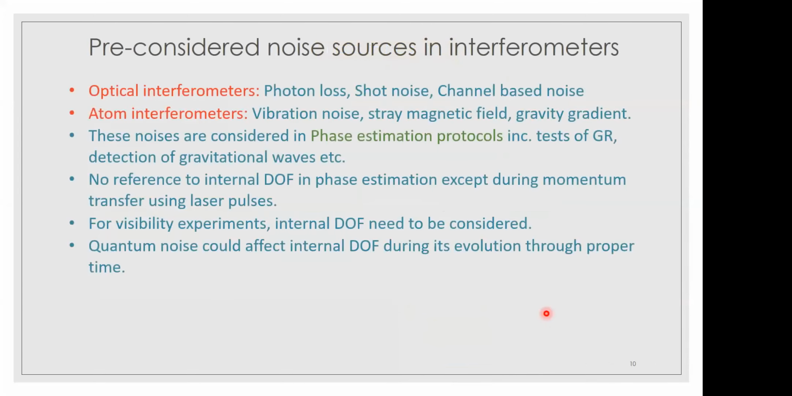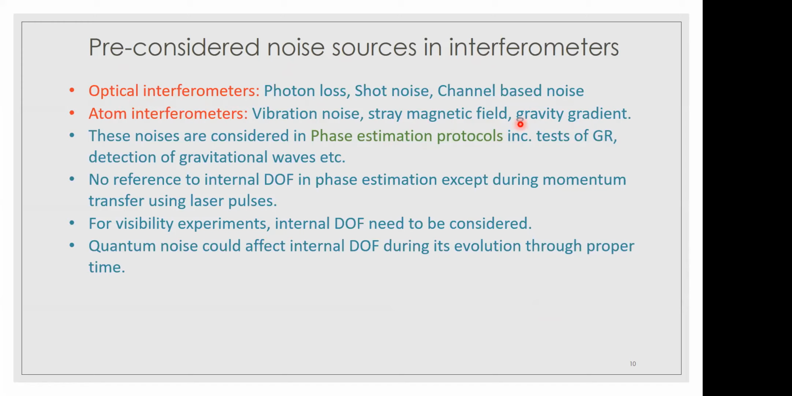So what are some of the experimental realizations? We just discussed a few theoretical motivations, or the framework in which we can consider noises. In experimental literature, one can see various Mach-Zehnder interferometers with an optical framework, in which the main noise sources discussed are photon loss, shot noise, and channel-based noise, mostly theoretically. And atom interferometers could have vibration noises, and they are susceptible to stray magnetic fields, gravity gradients, etc.